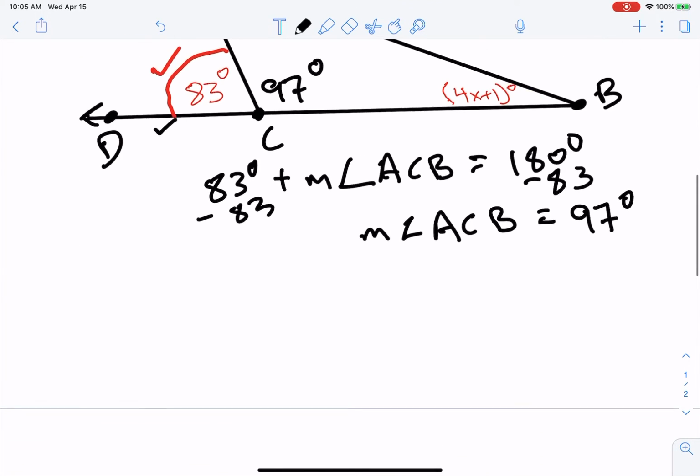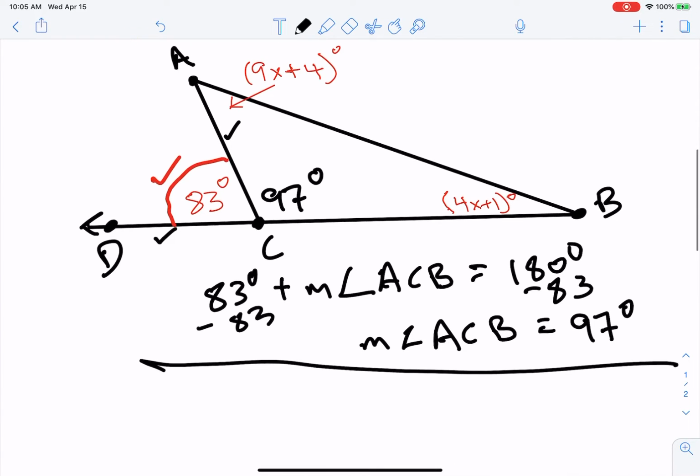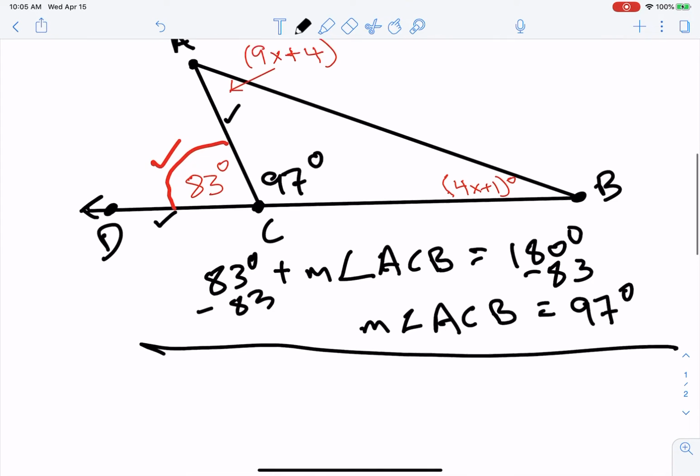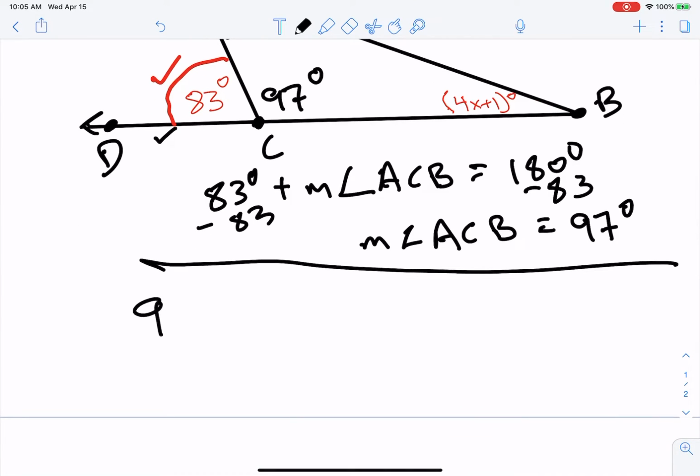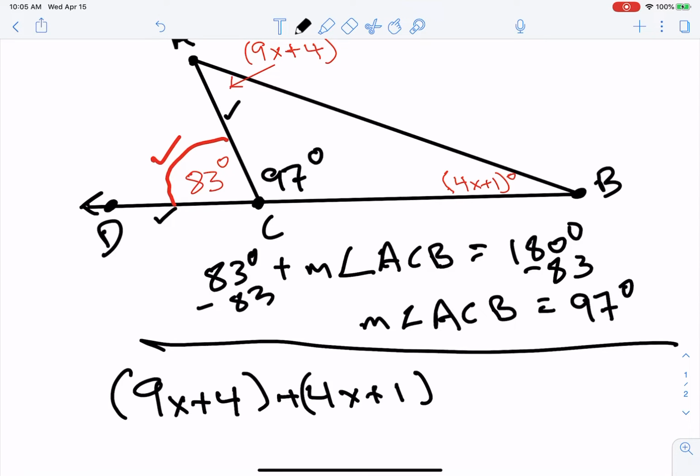We're going to add them up and say that those angles add up to 180. So we're going to make a new statement here, and we're going to say angle A up in the corner, that's 9x plus 4 degrees. I'll keep it in parentheses for now. We're going to drop that in a minute. Plus angle B, which is 4x plus 1 degrees. Plus this 97 degrees that we found adds to 180.